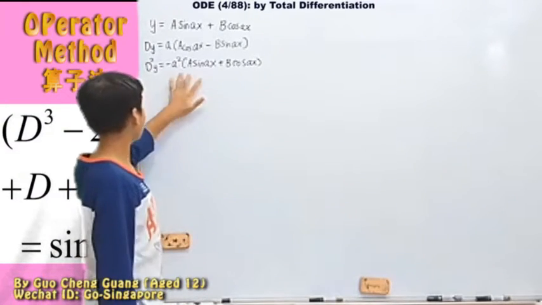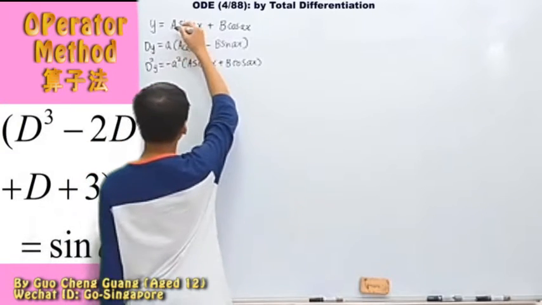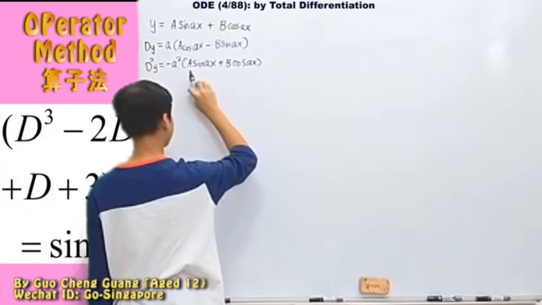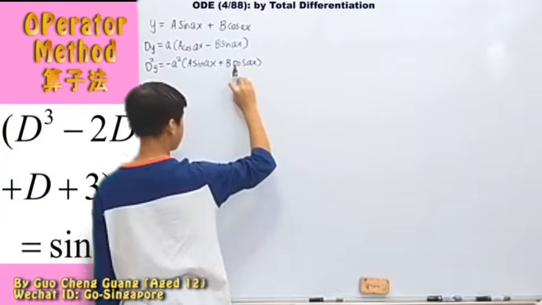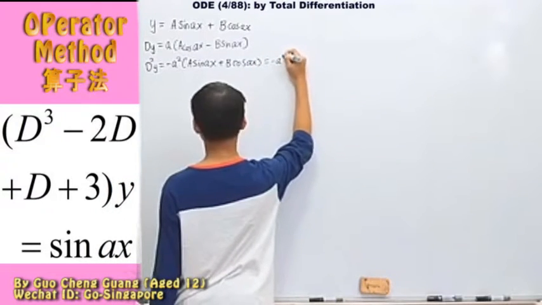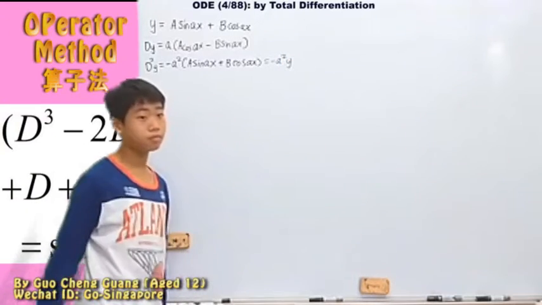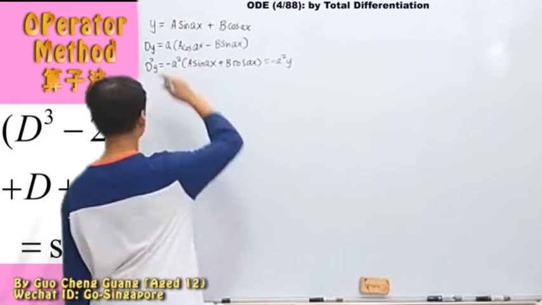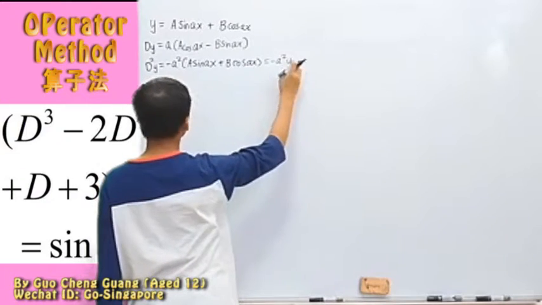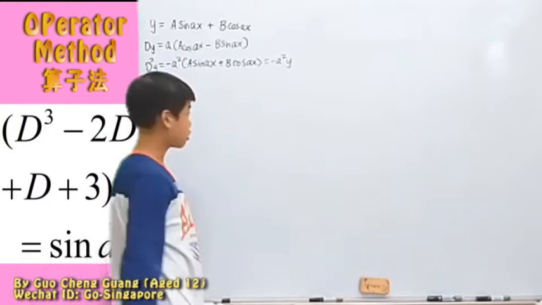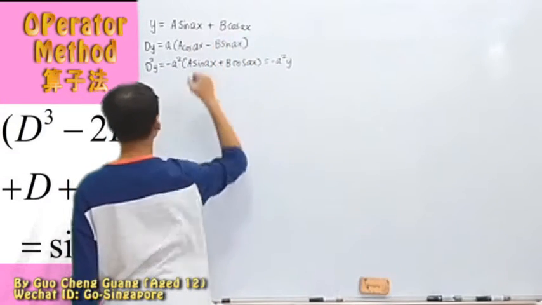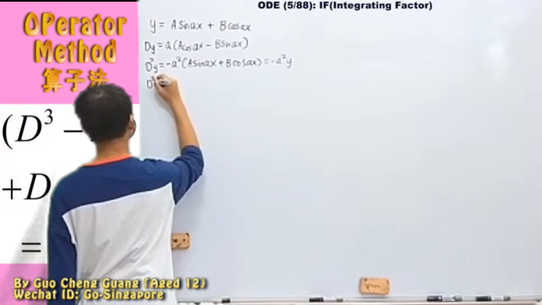Then let's take a look at our original y. So our original y, a sine ax plus b cosine ax. And this part, we have a sine ax plus b cosine ax. So then this part, you could just write it as negative a squared y. So at first, y, after the second time of differentiation, it just gets times a negative a squared. But you have to make sure the coefficient of x, they're all a.